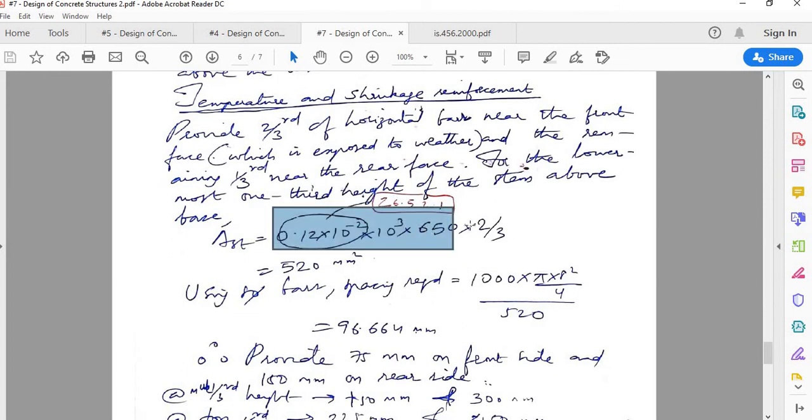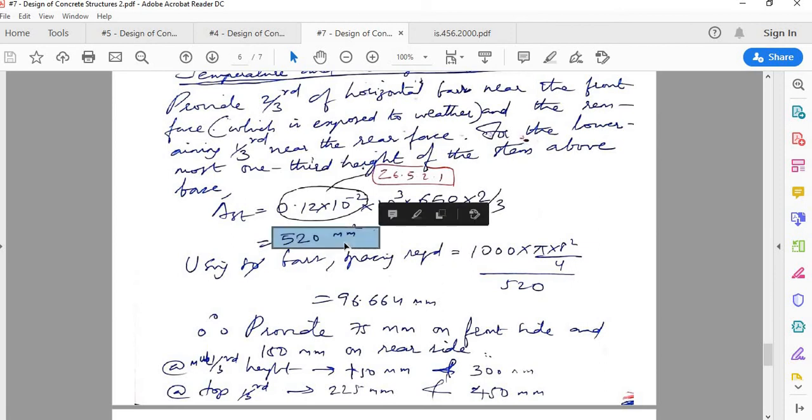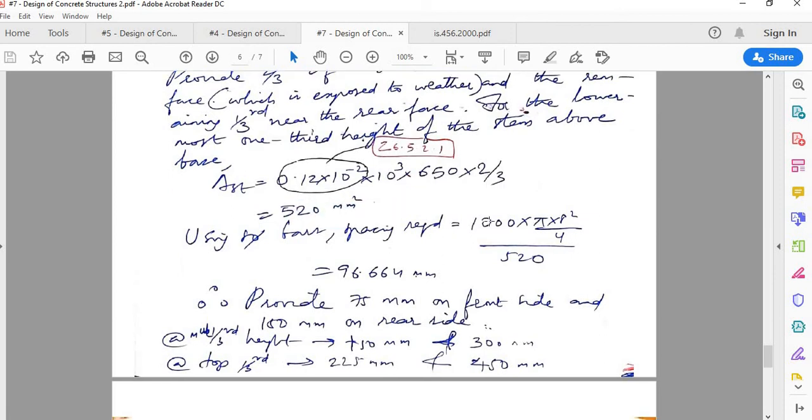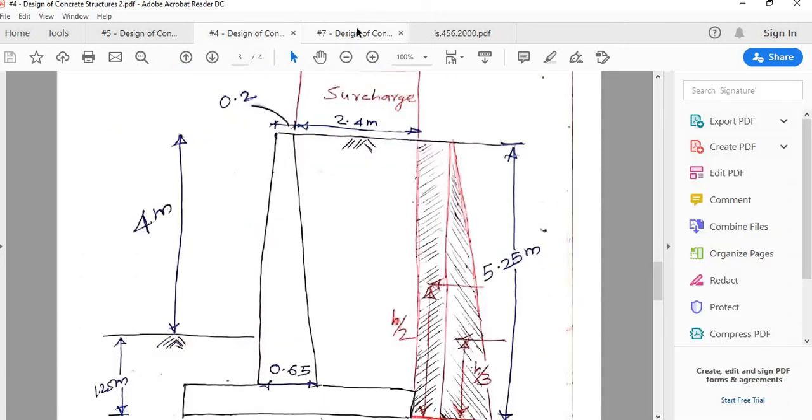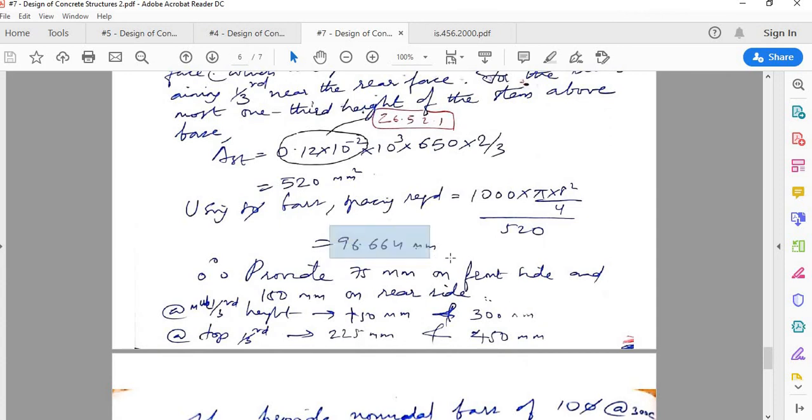This is the AST. I multiplied that by 2/3. So this is the area of bar. So from AST, let us assume 8 dia bars. It is only nominal reinforcement. So assuming 8 dia bar, you can calculate the spacing. So it is coming to 96.66. I will round it off to lower value of 75 mm. So you are required to provide 8 dia bars at 75 mm.